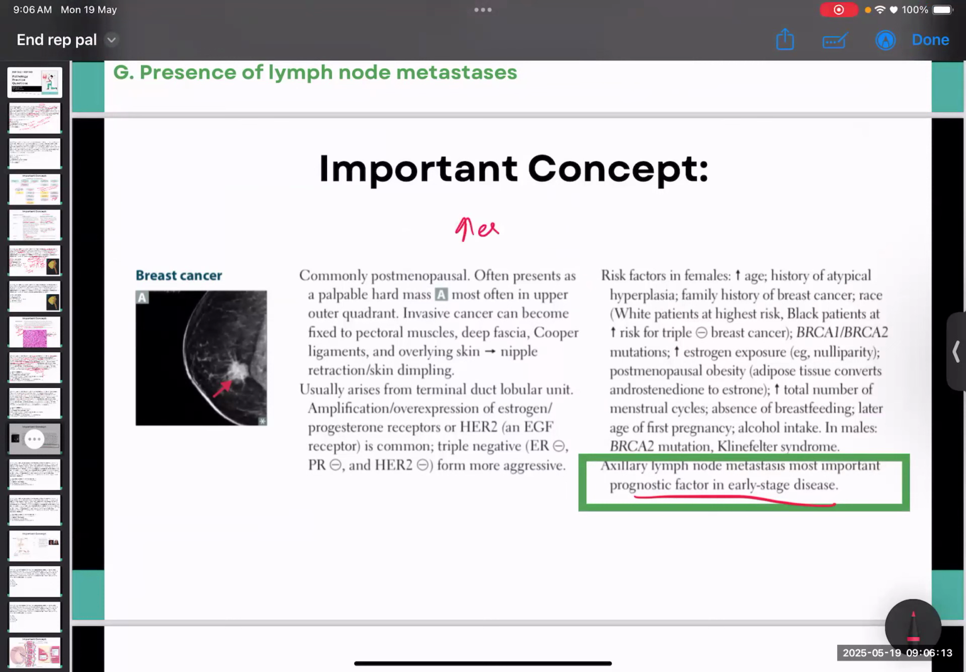Anything that increases estrogen within the body can lead to breast cancer or endometrial cancer. Anyone who has a history of breast cancer is more likely to develop it, and family history of breast cancer makes you more likely to develop breast cancer as well. Mostly patients with BRCA1, BRCA2 mutations develop breast cancer.